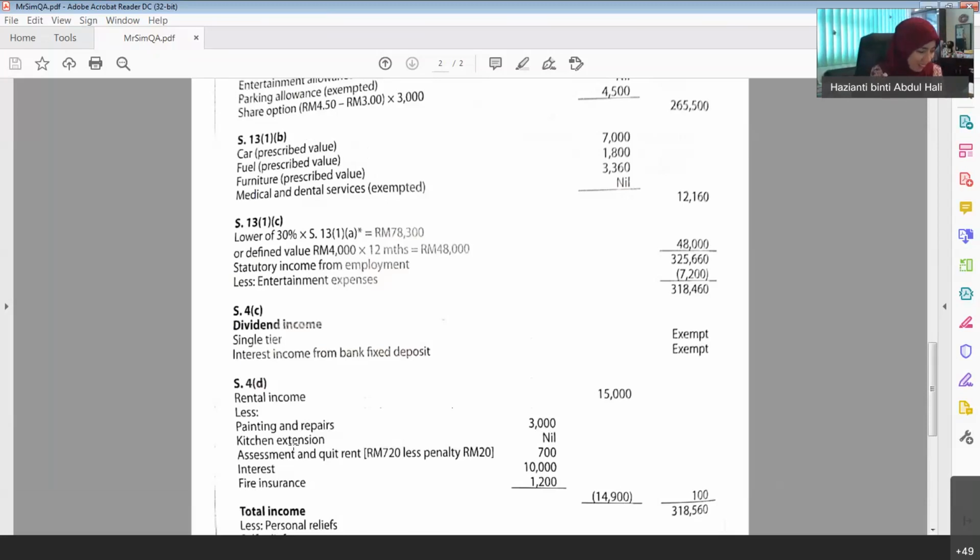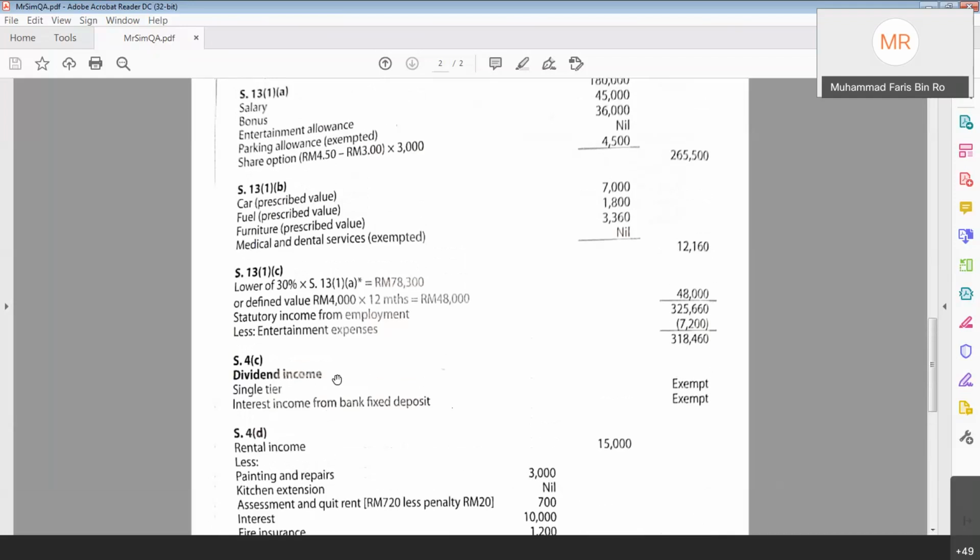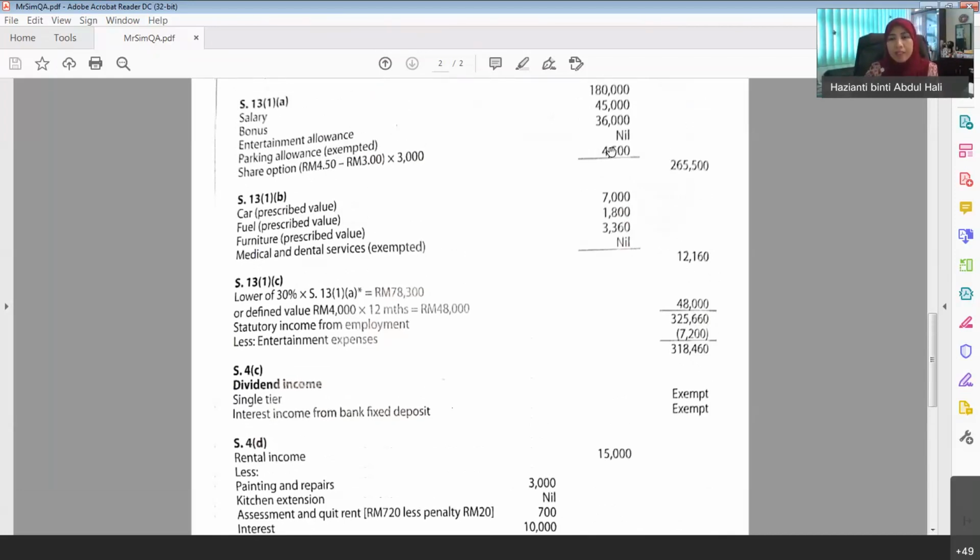Yes, Faris. Nak tanya yang pasal share option tu dia dikira sebagai capital gain ke? Yes. So the share option, because dia dapat RM3 ni for free, kan? Dia dapat RM3 for free and then the market value when he gets it is $4.50. So this is his gain lah, the capital gain lah, sebab dia jual semua. Sebab saya ada Google semalam katanya capital gain not taxable. Jadi saya tak masukkan share option dekat bahagian employment income tu.